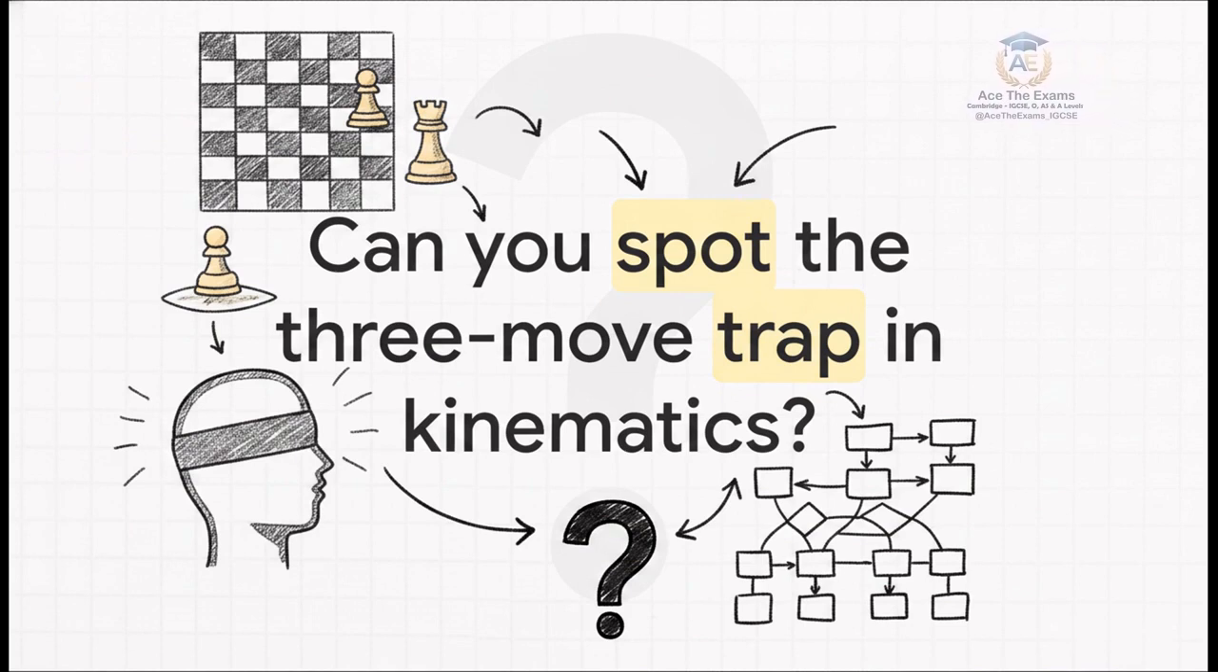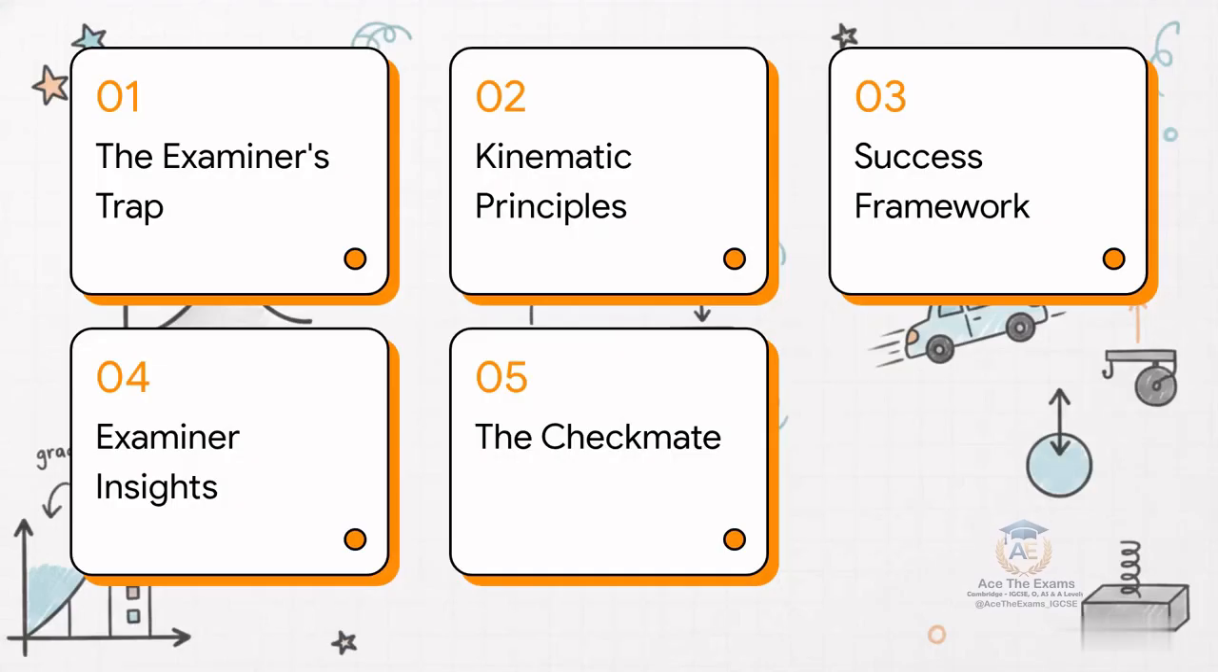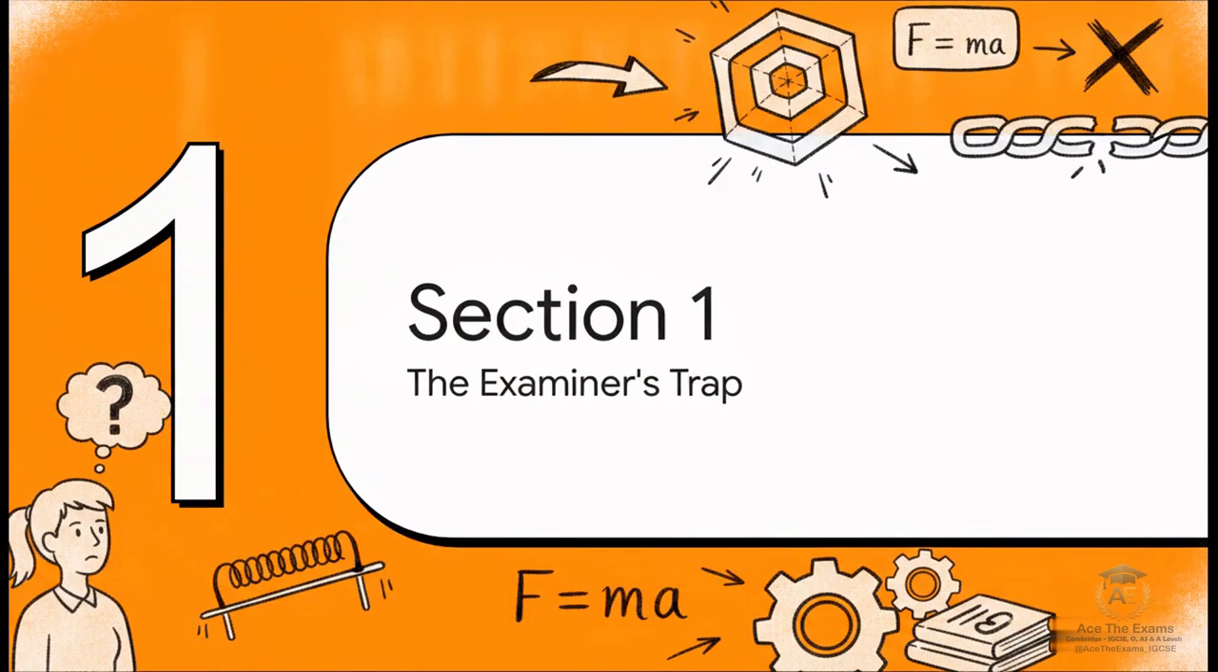If you're treating kinematics as just a bunch of random equations to memorize, you are literally walking into this match blindfolded. So, here's our battle plan for this explainer. First up, the examiner's chess trap. Number 2, kinematic core principles. 3, the procedural success framework. 4, principal examiner insights. And finally, number 5, setting up the checkmate. All right, let's kick things off with section 1, the examiner's chess trap.